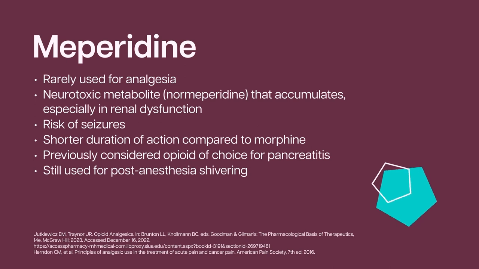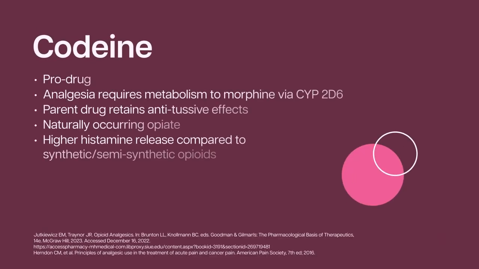It has a shorter duration of action compared to morphine, and there's an increased risk for CNS excitation, including tremors and muscle twitching, because of the accumulation of the neurotoxic metabolite normeperidine. This risk seems to be higher in persons with renal dysfunction. Codeine is a naturally occurring opiate and a prodrug.